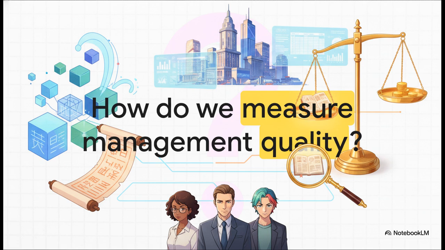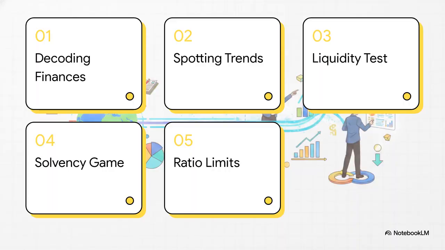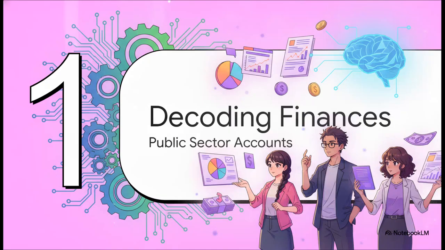Well, the answer completely lies in how accurately we interpret their accounts. So, here's our docket for today's investigation. First up, decoding finances. Then, spotting trends. Number 3 is the liquidity test, followed by the solvency game, and finally, ratio limits. All right, let's just dive right into Section 1, Decoding Public Sector Finances.